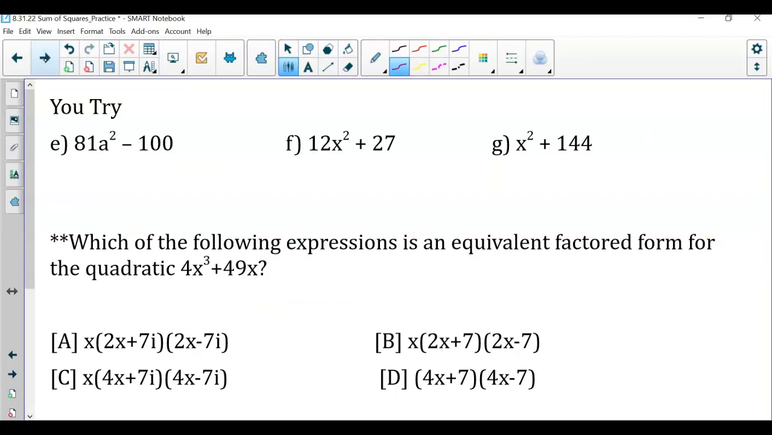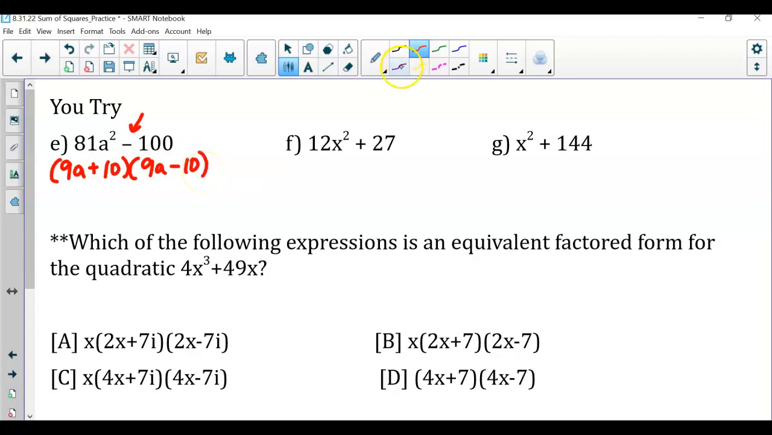So go ahead and pause the video, try these U-tries, and let's see what you get. So in the first example, our first U-try here, we had the difference of two perfect squares. So no i is needed. The square root of 81 is 9. So 9a plus the square root of 100, which is 10, times 9a minus 10.